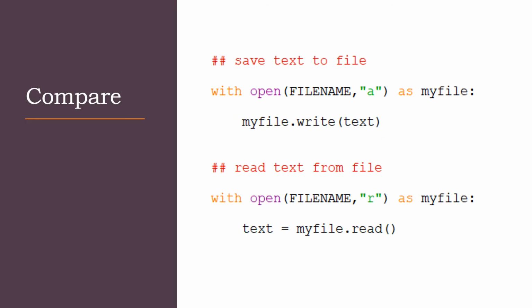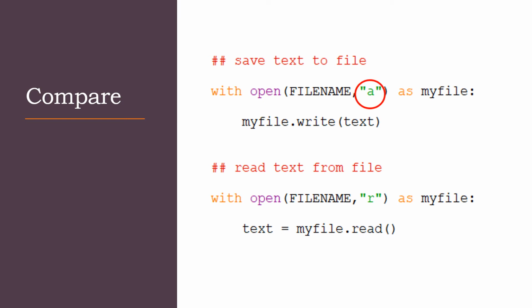So let's compare the code that we used to save or write a text variable to a file and the code that we would use to read text from a file to a string variable. And in both these examples, I've called the variable text. So let's look at the two differences.